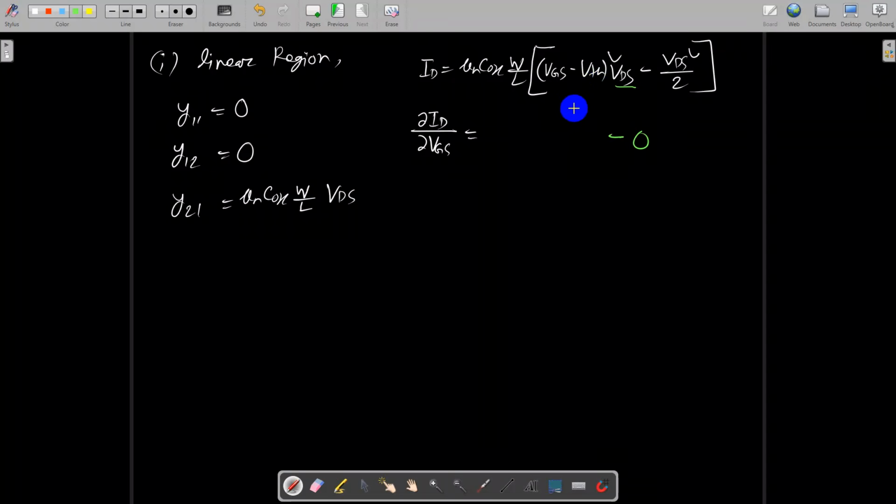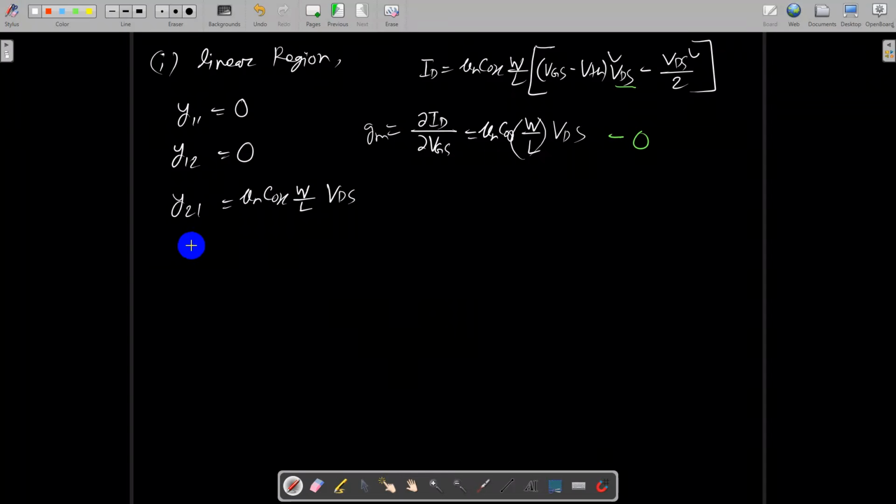So now we can say that mu n COX, this is also constant, W by L, and we have VGS minus VTH times VDS. So you can simply write this as mu n COX W by L times VDS. So this is your GM for your triode equation: mu n COX W by L times VDS.